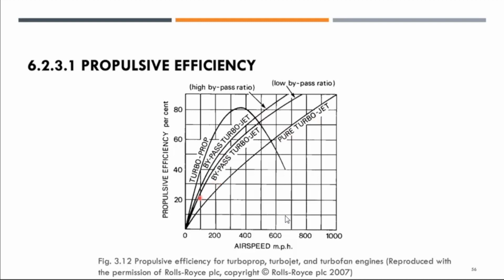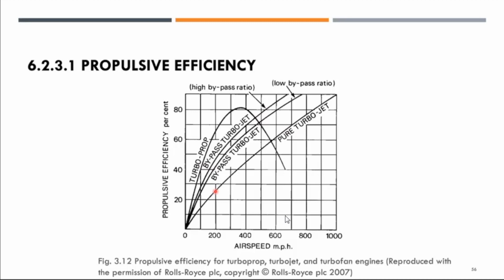However, if we look here for turboprop type of aircraft, it has far better efficiency at a low speed. Even for example, if we take 200 miles per hour, a turbojet engine has around 25% propulsive efficiency.